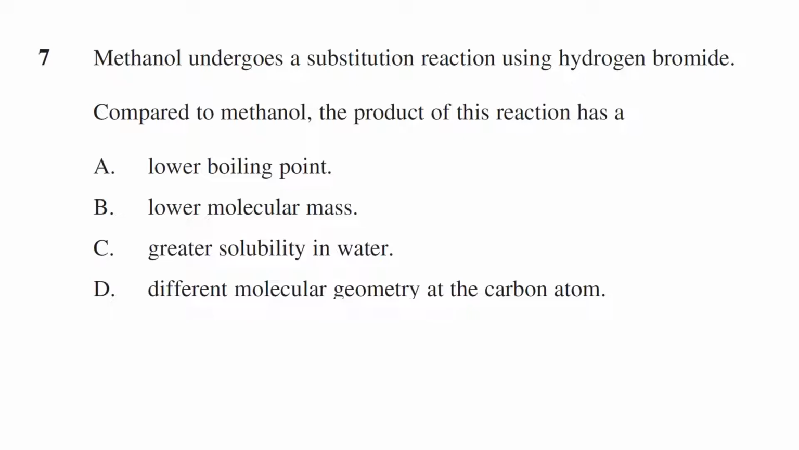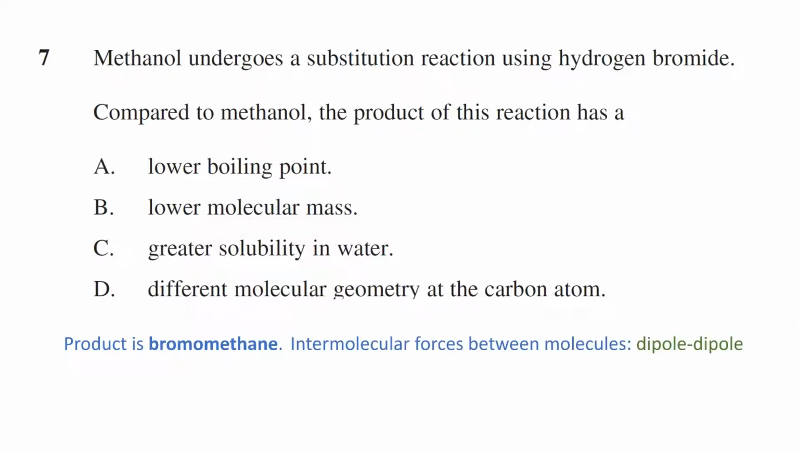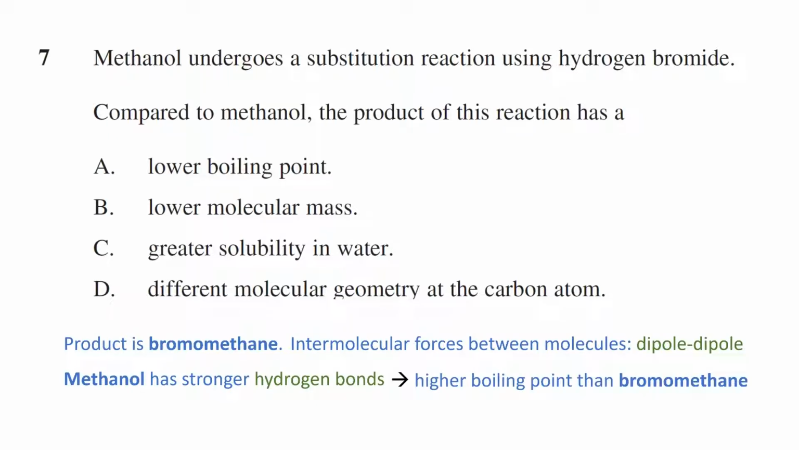In the reaction, the methanol's hydroxyl group will be replaced by the bromine, forming bromomethane as the product. Being polar, there will be dipole-dipole forces between the molecules. However, methanol, having a hydroxyl group, will also have strong hydrogen bonds. With stronger intermolecular forces, methanol has a higher boiling point than bromomethane. Therefore, option A is the answer.